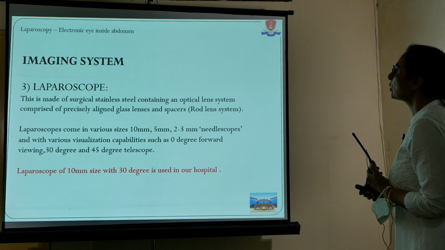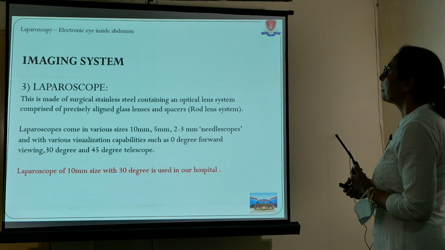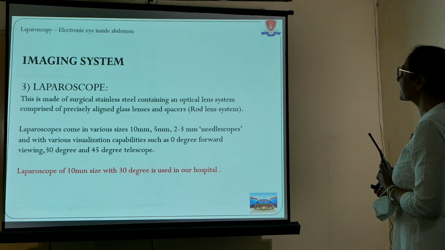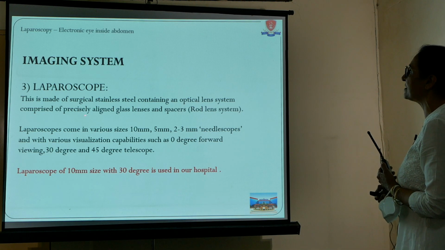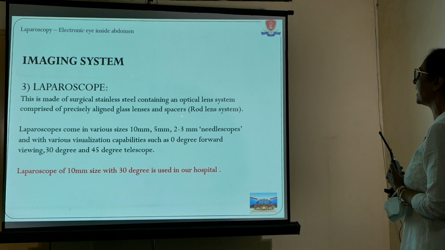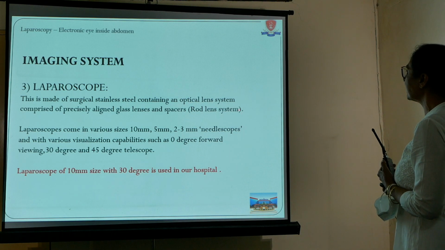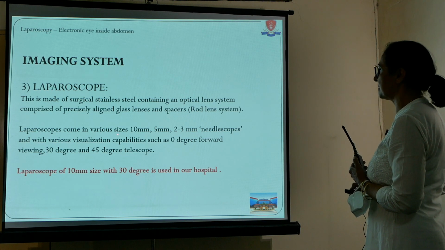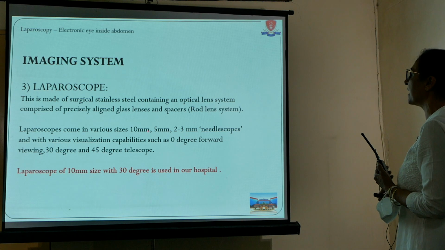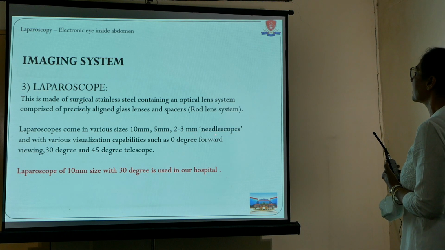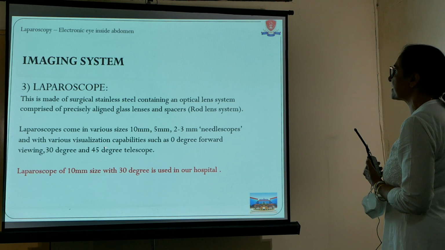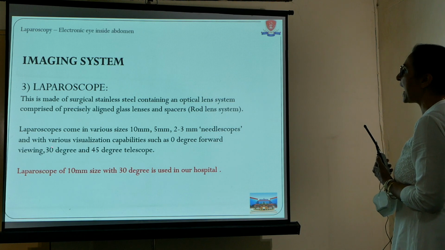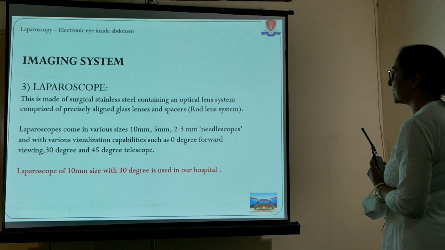Then the imaging system also includes the laparoscope. This is made of surgical stainless steel containing an optical lens system at the end, comprising aligned glass lenses and spacers. It has a rod lens system within the barrel. Laparoscopes come in various sizes for different purposes, like 10 mm, 5 mm, 2 to 3 mm, even needle scopes, and with various visualization capabilities such as 0 degree forward viewing and 30 degree and 45 degree telescopes.